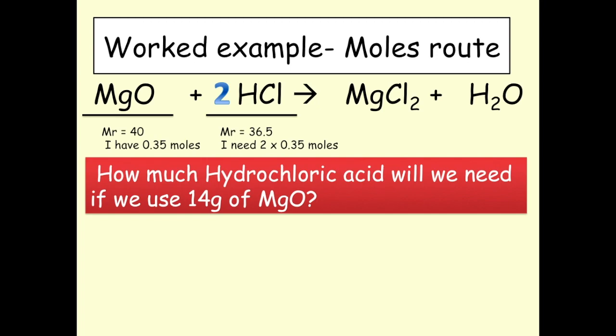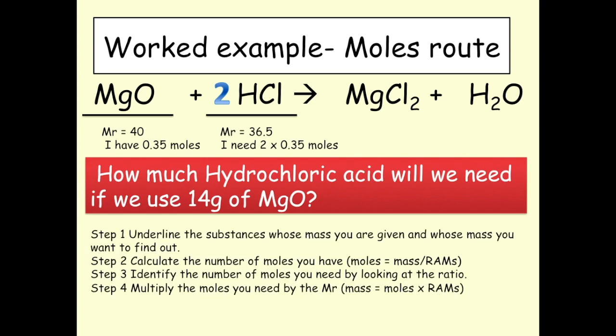Okay, so I have been given 0.35 moles. How many moles are going to react with 0.35 moles? Well, using the equation, I know that 0.7 moles are going to react. Okay, but the question calls for an answer in grams, so we need to turn the 0.7 moles into grams. Now that just involves us rearranging the equation moles equals mass divided by MR.